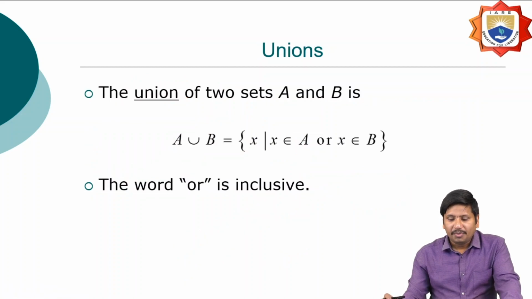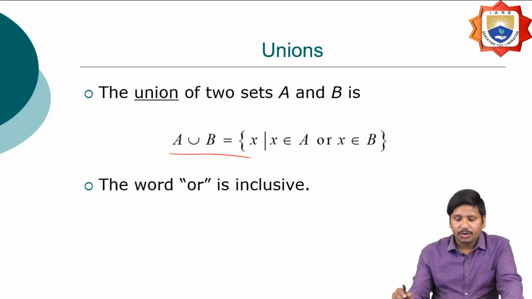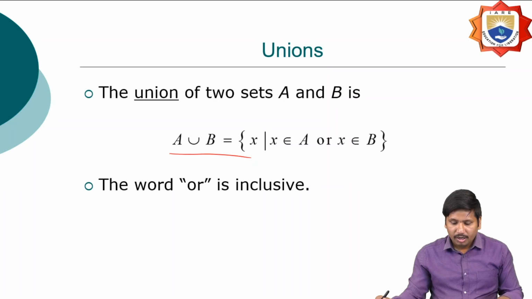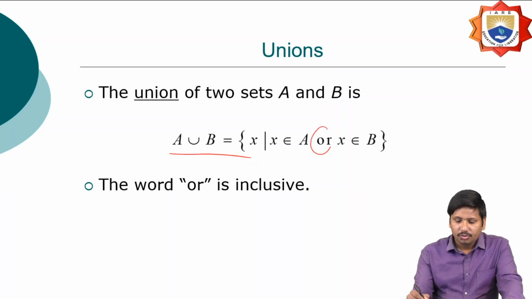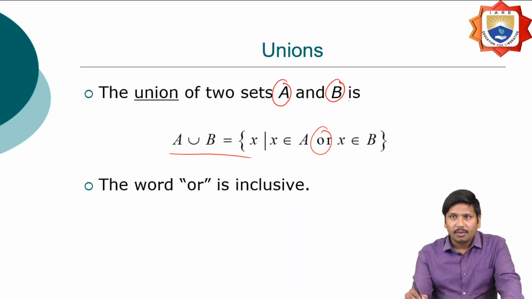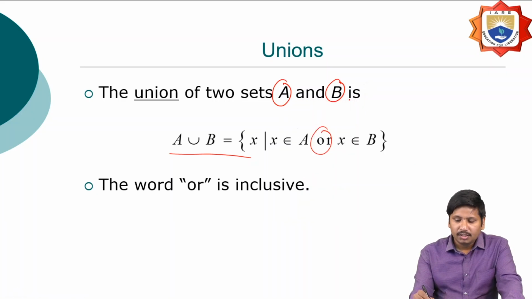Next, some operations on sets. We have the union of sets. How do you write it? We have A union B. In set builder form, you write it as {x such that x belongs to A or x belongs to B}. Here the OR should be an inclusive operator. Suppose I have two sets A and B. A union B means x such that x belongs to A or x belongs to B.